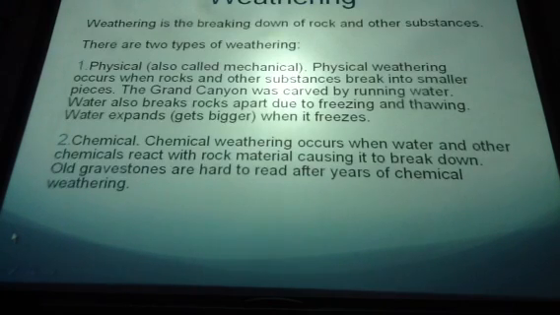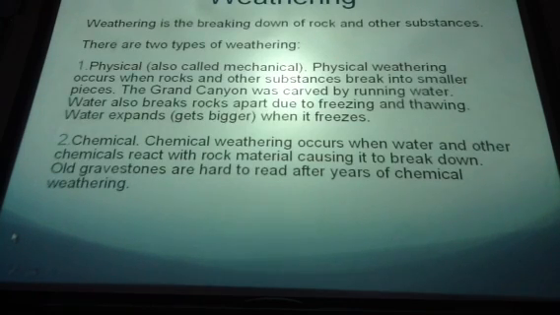Physical weathering occurs when rocks and other substances break into smaller pieces. The Grand Canyon was carved by running water. Water also breaks rocks apart due to freezing and thawing. Remember, water expands. So if there's a little crack in a rock and water gets in there and freezes and expands, it'll push the rock apart eventually until it breaks. Water expands, which means it gets bigger, when it freezes.